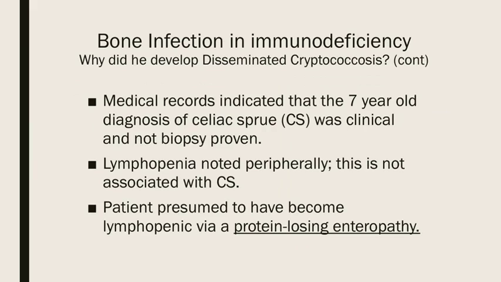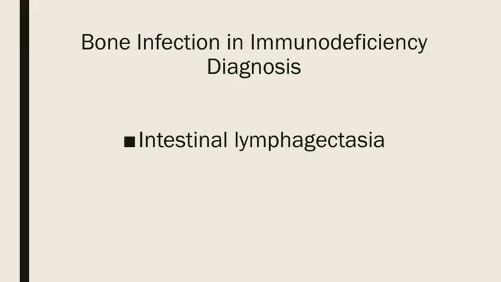So medical records indicated that the 7-year-old diagnosis of celiac sprue was clinical and not biopsy proven. And because he was noted to have lymphopenia peripherally, which is not associated with celiac sprue, as Carlos said, he was presumed to have become lymphopenic via a protein-losing enteropathy. Pretty interesting, right? Yeah, that's what you guys in the end kind of thought.